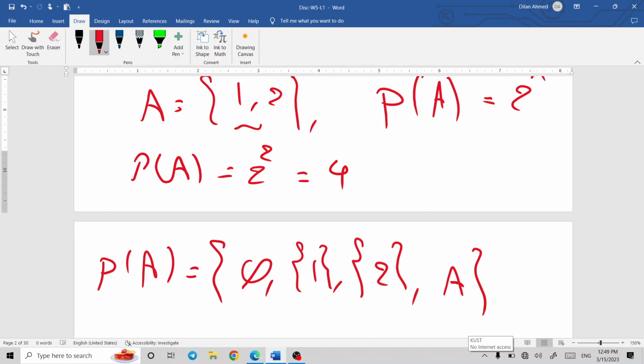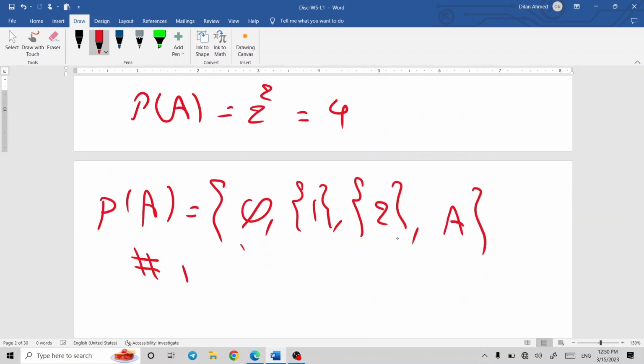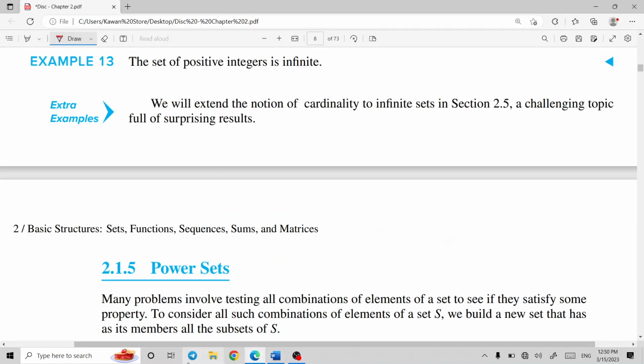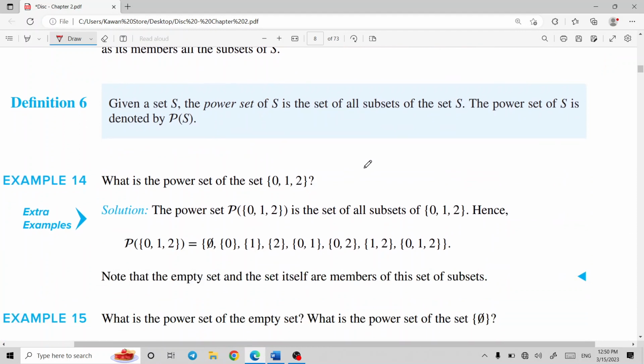In your lecture note, write 1 and 2 together, like the set. So I'm going to say phi, {1}, {2}, and the set itself. How many elements do we have? The cardinality of the power set of A is equal to 4. Now you understand what we mean by power set. So look at this example. We have a power set. Look at this example kindly.